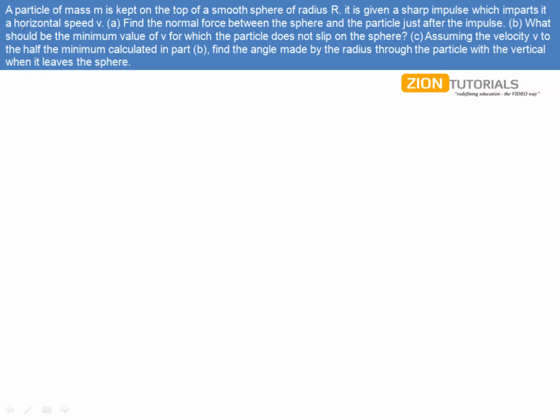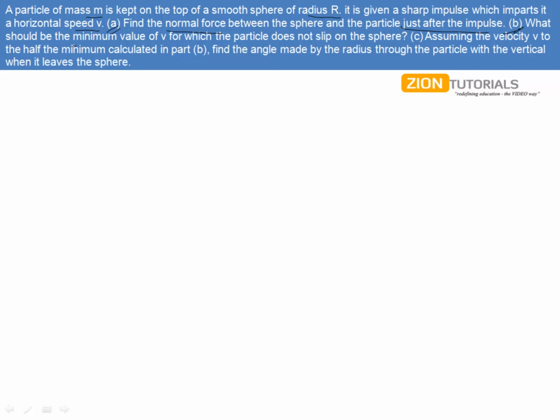As the question says, a particle of mass m is kept on the top of a smooth sphere of radius r. It is given a sharp impulse which imparts it a horizontal speed v. Then find the normal force between the sphere and the particle just after the impulse.